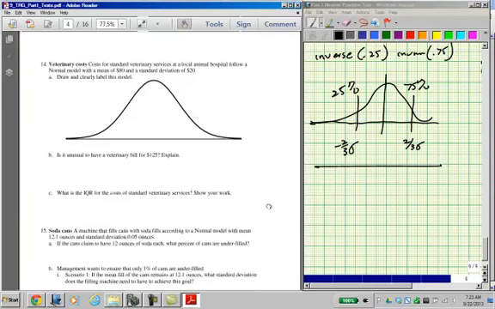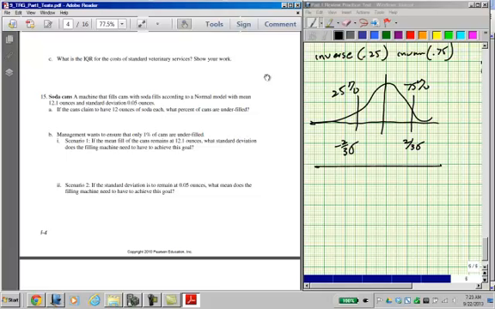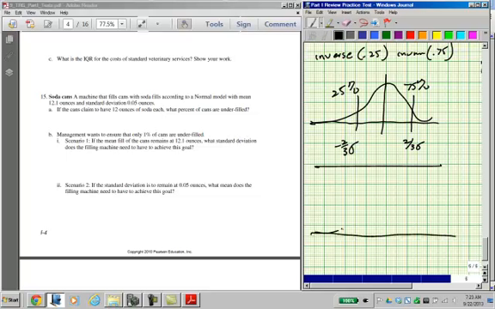Soda cans. A machine fills soda cans with soda according to the normal model with a mean of 12.1 and a standard deviation of 0.05. Cans claim to have 12 ounces. How many are underfilled? Okay, all right, so let's draw a picture. Now we're told it's approximately normal, 12.1 comma 0.05.